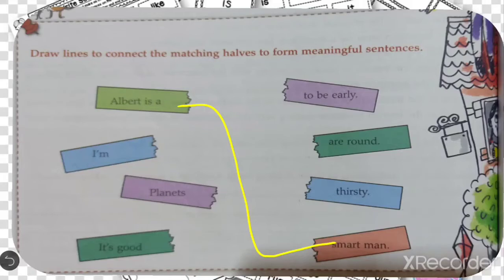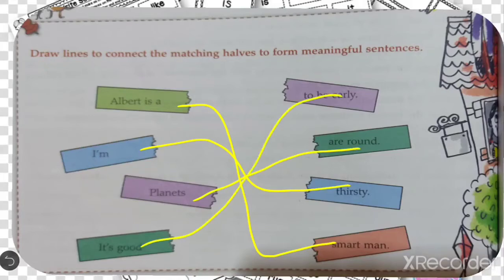I am, you can say, thirsty. And look at the colors here, they are the same. I am thirsty. Planets are round. It's good to be early. So students, match this half with another half. What happens? You will get one full meaningful sentence.